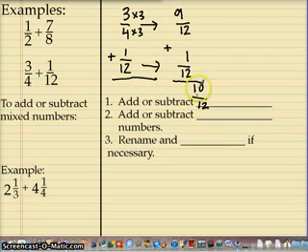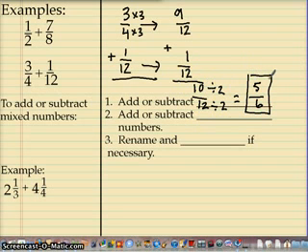We also notice that 10 over 12 can be simplified by dividing by 2's. 10 divided by 2 is 5. 12 divided by 2 is 6. So our final answer is 5/6.